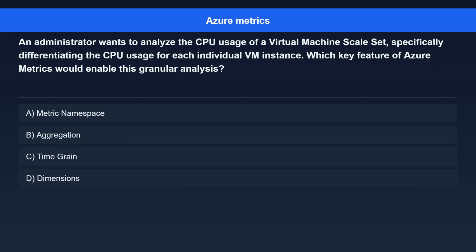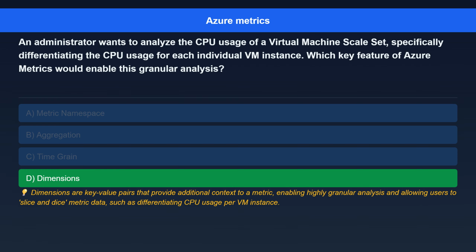Question 8. An administrator wants to analyze the CPU usage of a virtual machine scale set, specifically differentiating the CPU usage for each individual VM instance. Which key feature of Azure metrics would enable this granular analysis? Option A, metric namespace. Option B, aggregation. Option C, time grain. Option D, dimensions.